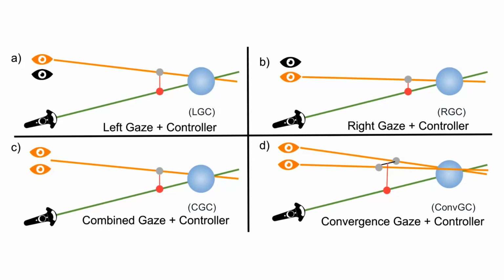Similarly, RGC used the right gaze and CGC used the combined gaze. ConfGC calculated the midpoint of the shortest line between the left and right gaze rays and then projected this point onto the controller ray. So essentially, ConfGC is similar to existing techniques that estimate depth through eye gaze convergence alone, and we used it as a baseline to compare our other methods to.